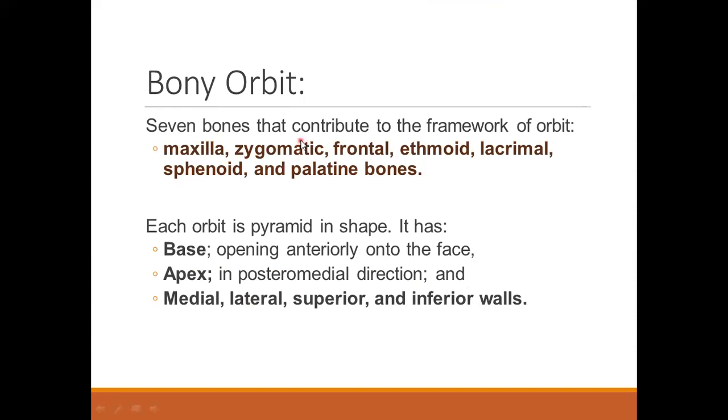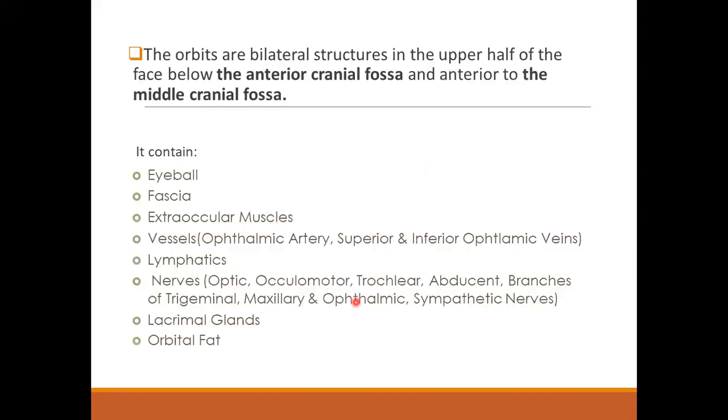Basically, the bony orbit consists of 7 bones. It includes the maxilla, zygomatic bone, frontal, ethmoid, lacrimal, sphenoid, and palatine bones. Each orbit is pyramid in shape. It has a base, which opens anteriorly onto the face. Then it has an apex, in the posterior medial direction, and it has medial, lateral, superior, and inferior walls.